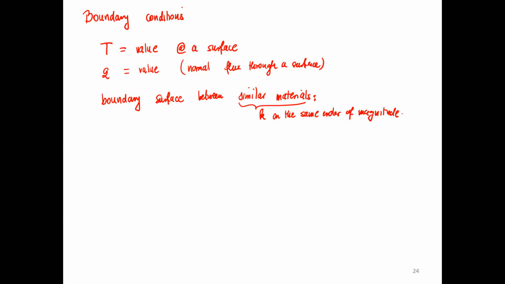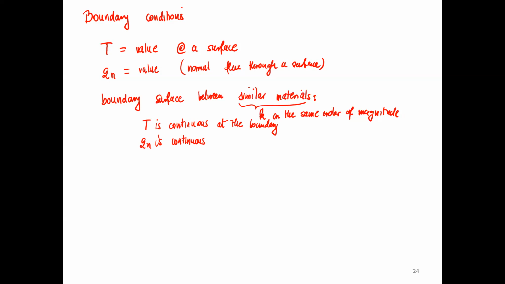So in that sense, if I have similar materials, for instance two solids or two fluids, I can assume that T, temperature, is continuous at the boundary. And so is flux. So Qn is continuous. There's continuity of flux and there's continuity of temperature.